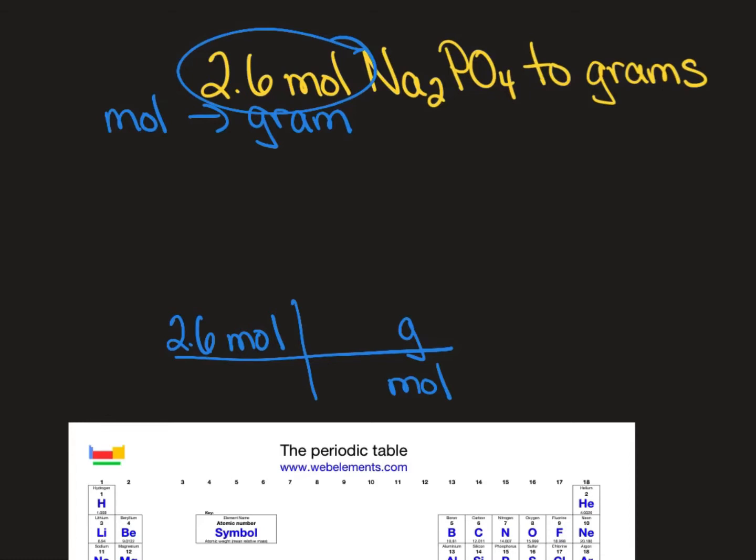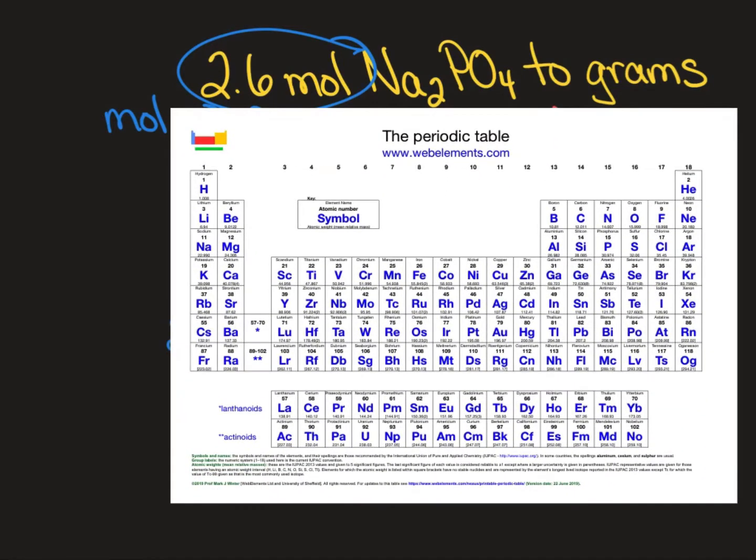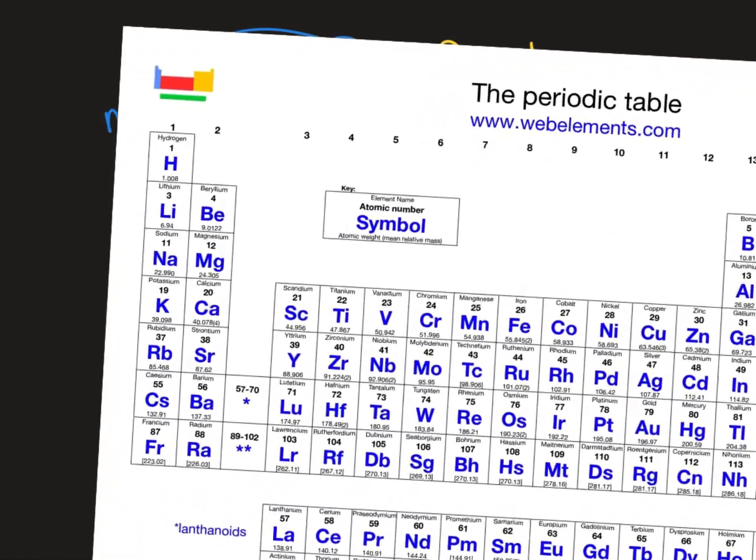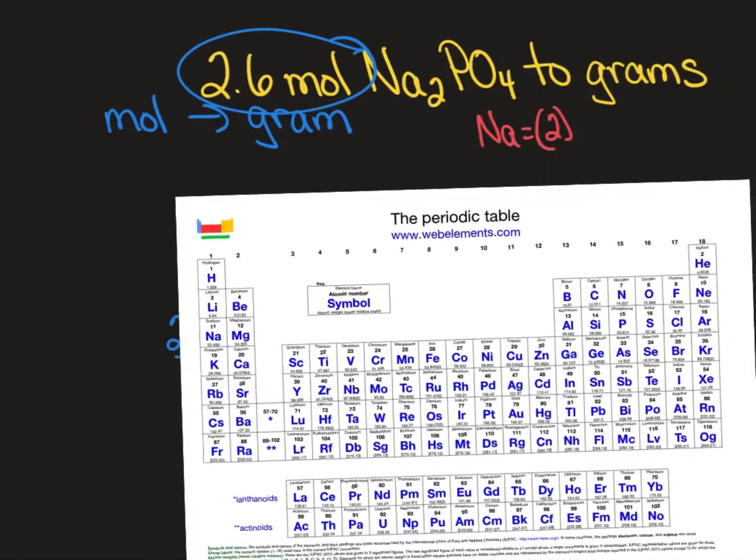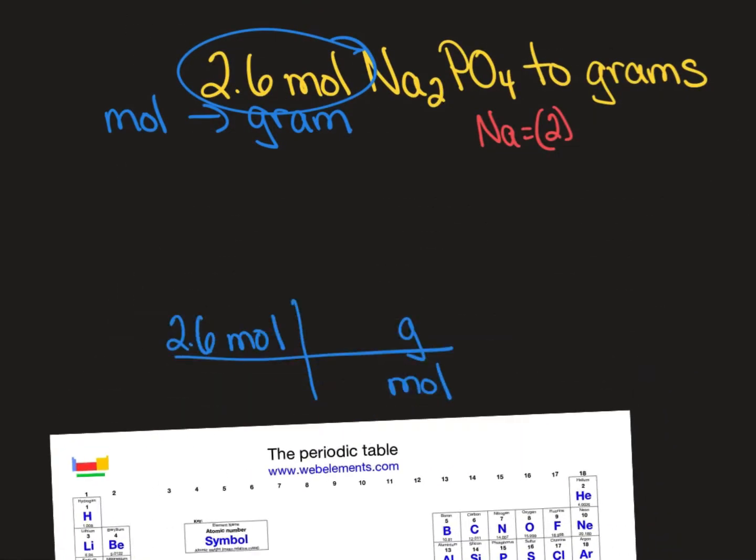Well, we need to know the molar mass of sodium phosphate. So this is where we kind of become experts at calculating molar mass because we have to do it so many times. So let's calculate the molar mass of sodium phosphate. For sodium, I have 2 atoms of sodium in this compound. Now I use the periodic table. I need to look up sodium, and it is 22.99. So 22.99, we'll multiply those two.